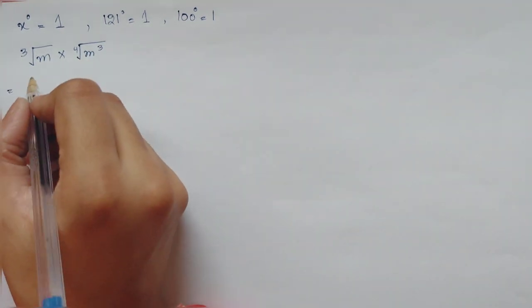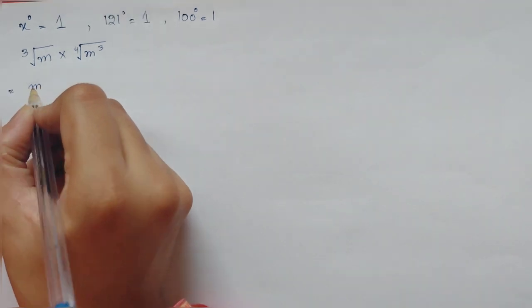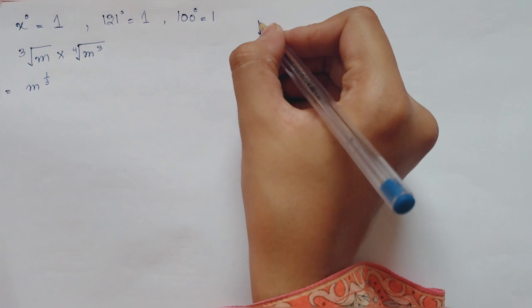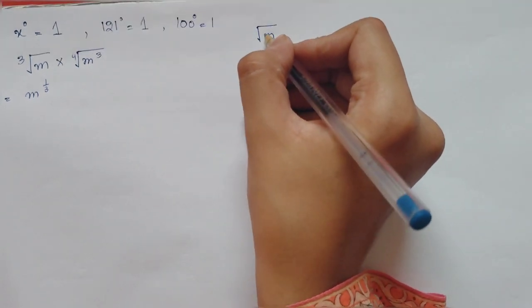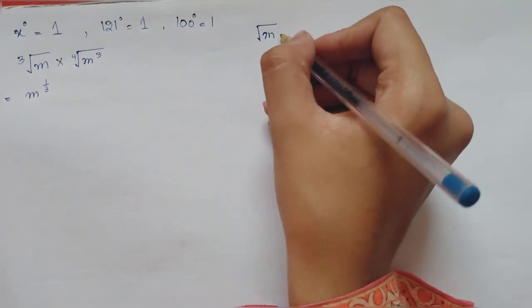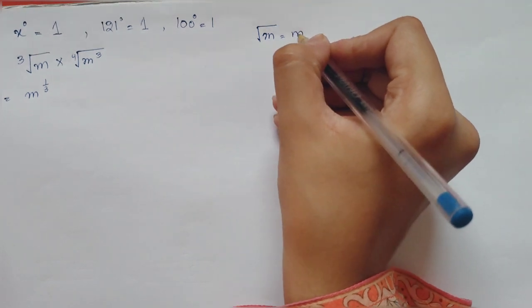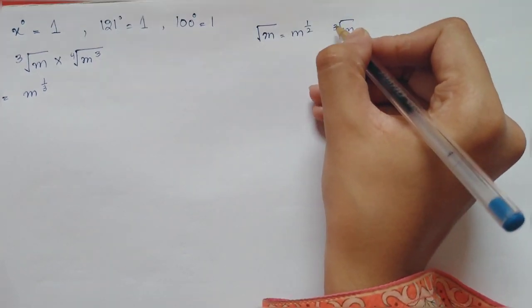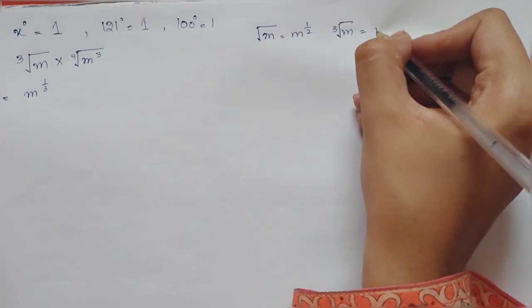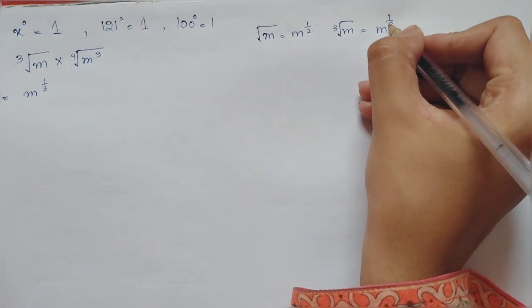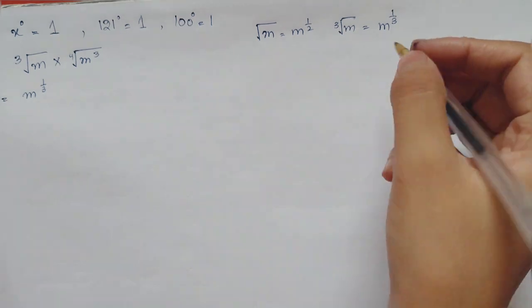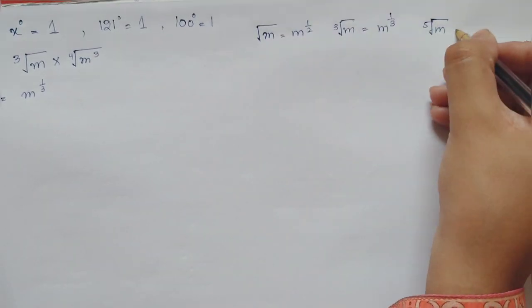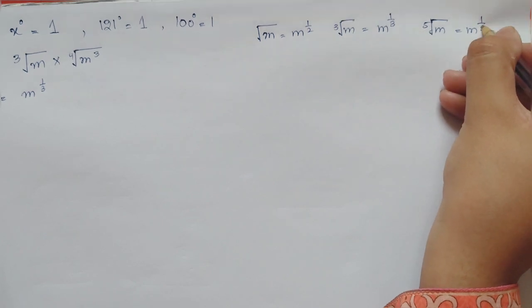We know that the root can be written as m power 1 over 3. Every root, if it is like this, is a square root. Square root of m is written as m power 1 by 2. But if it is root m with a 3 here, it means cube root, so you can write m power 1 by 3. Another example: if I write m with root 5, you write m power 1 by 5.